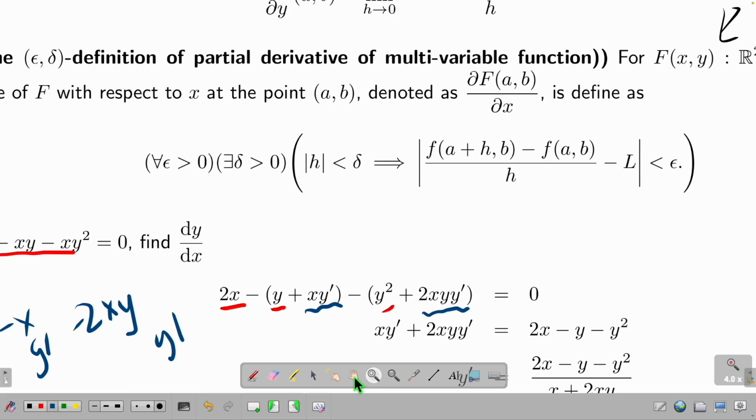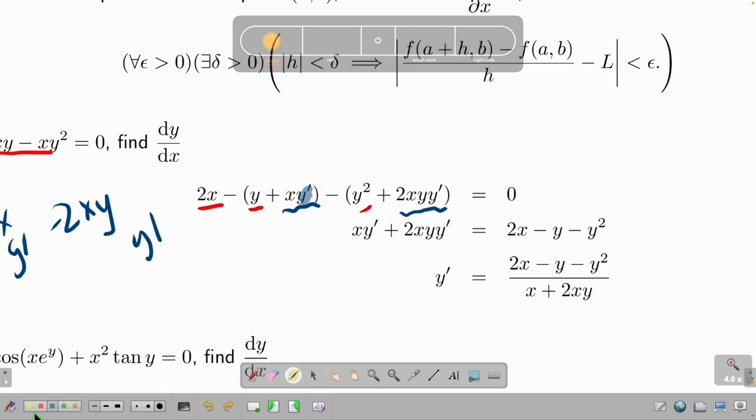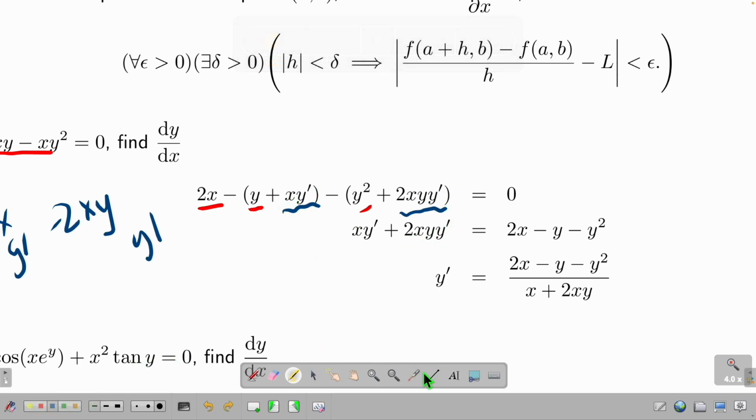Then what's next? Once I get this line, I just simplify the expression. What is the goal? The goal is to find dy/dx, so I need to write this thing as my main character. What's the main character here? dy/dx. So I simplify. This thing has y prime, this thing has y prime. I group them here and throw everything else to the other side. So 2x goes here, this guy goes here, and this guy goes there. Notice that this is negative, so it's the same as these two guys going to the other side. Okay, so I get this.